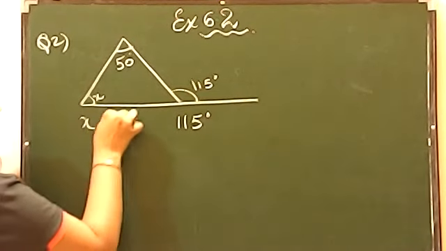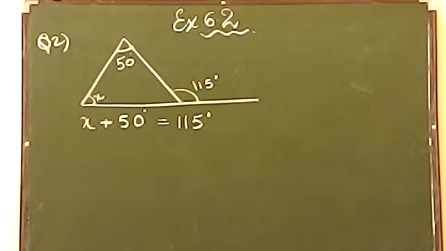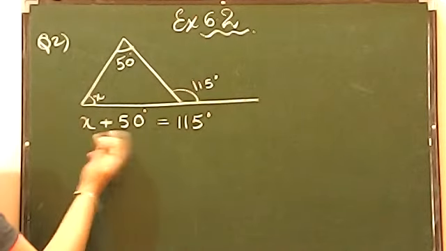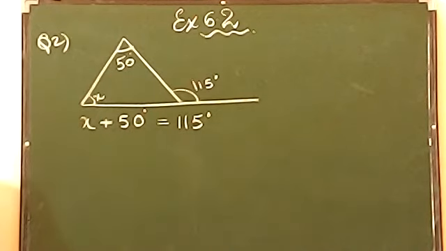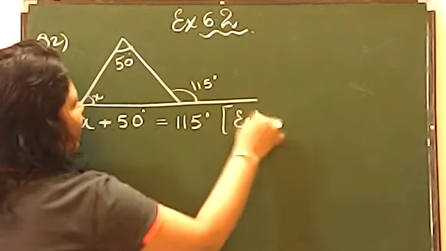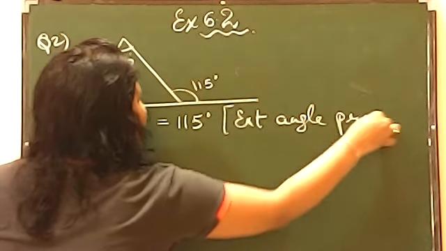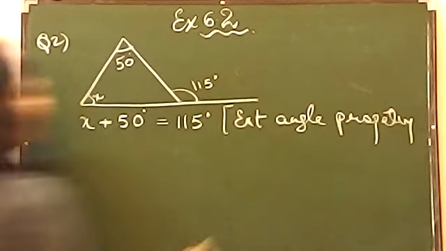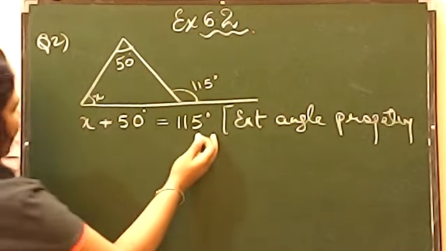x plus 50 will be equal to 115. I hope this line is clear to everyone. Please respond yes or no. Okay, because the same thing I have written, as you all know that इन दोनों का सम मिलाकर के ये एक्सटीरियर एंगल आएगा. ठीक है. तो I will write it down here the reason, exterior angle property. Please do not forget to mention the property why we are writing like this. ठीक है. So this is x plus 50 which will give you 115.